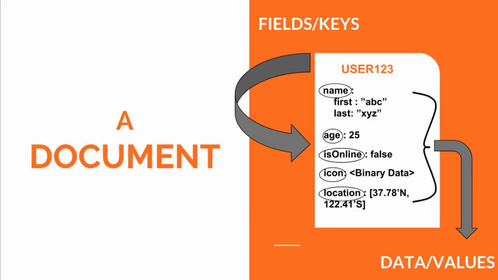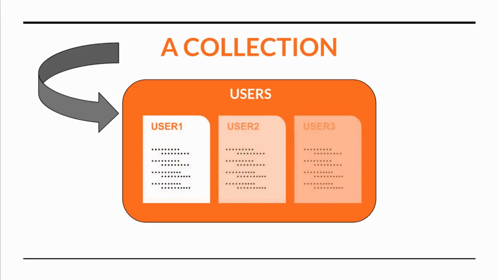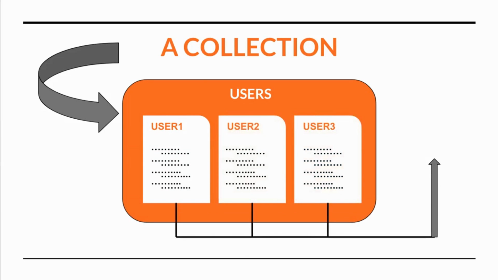Now let us look at a collection. Collections are actually root folders, or surface folders, that contain documents within them. Here users is a collection that contains 3 documents, user1, user2 and user3. And each document contains some key value pairs. I hope that you understood what collections, documents and fields are.